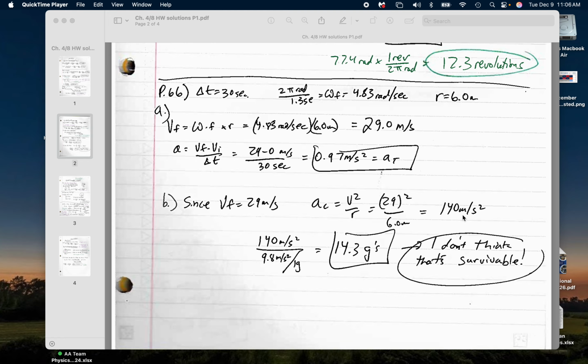We're saying astronauts in a centrifuge. The centrifuge takes 30 seconds to speed up to its top speed of 1 rotation for every 1.3 seconds. The astronaut's strapped into a seat 6 meters from the axis. What's the astronaut's tangential acceleration?